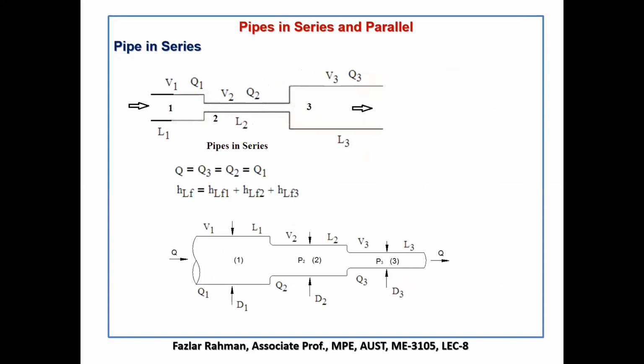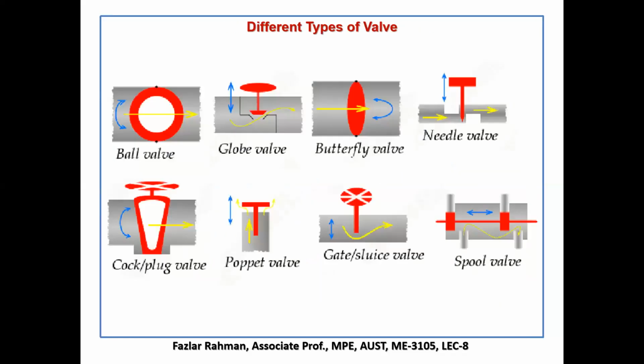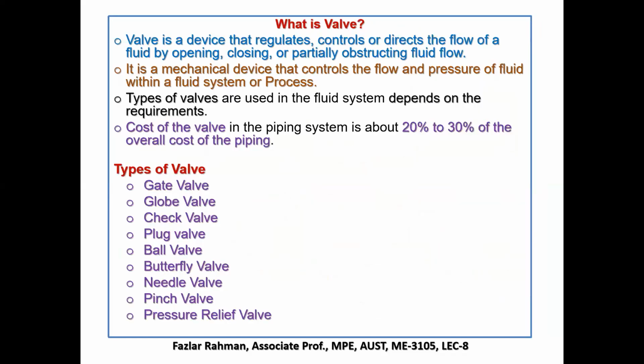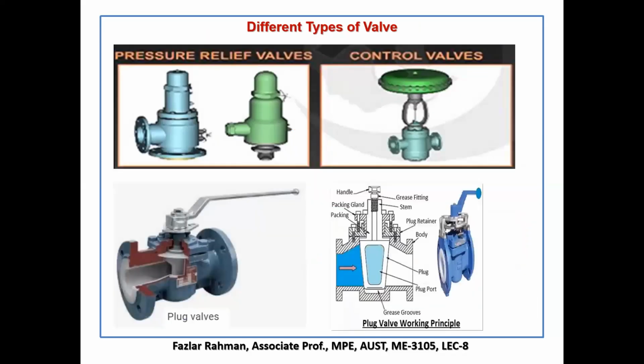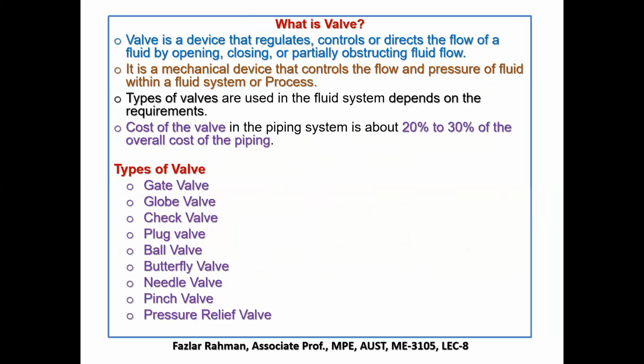Now you need to know just some basics about real fluid, about the pipe, and there are some facts in the fluid system. Like we use one word called water hammer. So what is the water hammer? How can we protect against or remove the water hammer? Those kinds of things we will discuss. And also there are a lot of types of valves used in the fluid system. So this last portion of this chapter is very important.